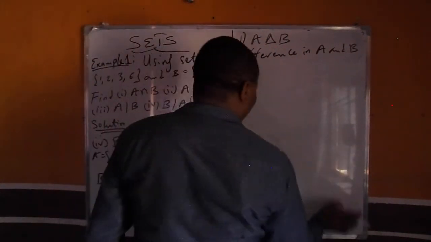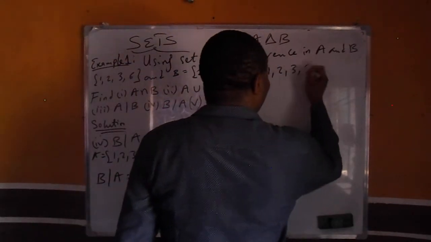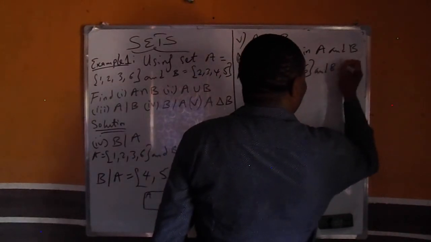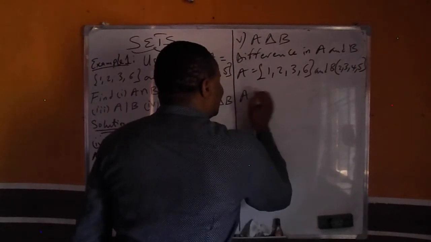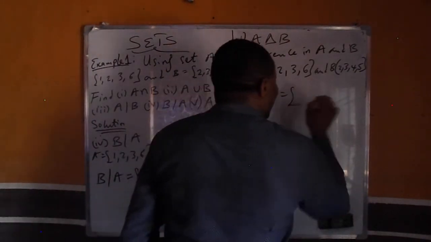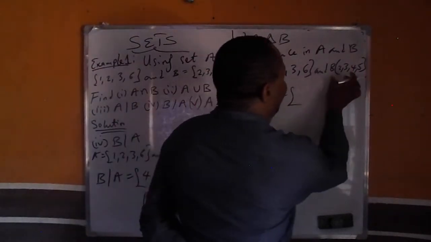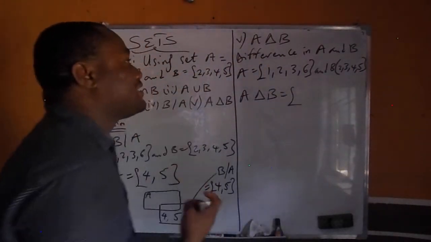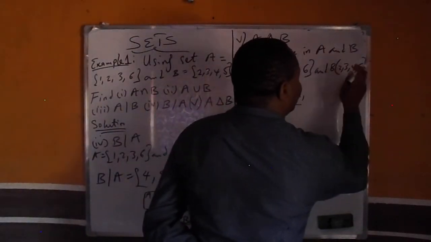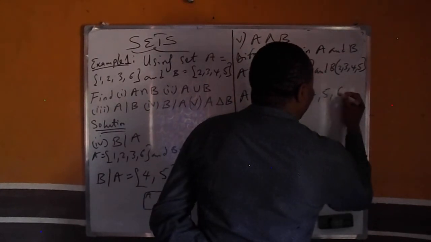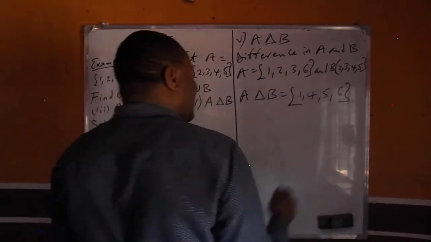If we have our A equals to 1, 2, 3, and 6, and our B equals to 2, 3, 4, and 5. Now, the difference in A and B equals to, what are the differences? Since both of them have 2 and 3 in common, the difference is the numbers they don't have in common. Which numbers don't they have in common? We have 1, 4, 5, and 6. Those are the numbers they did not have in common.